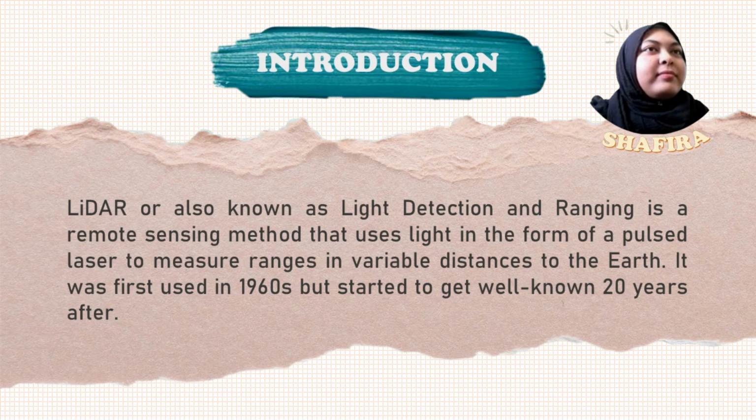Introduction. LiDAR, also known as light detection and ranging, is a remote sensing method that uses light in the form of pulsed laser to measure range in variable distances to the Earth. It was first used in the 1960s but started to become well known 20 years after.